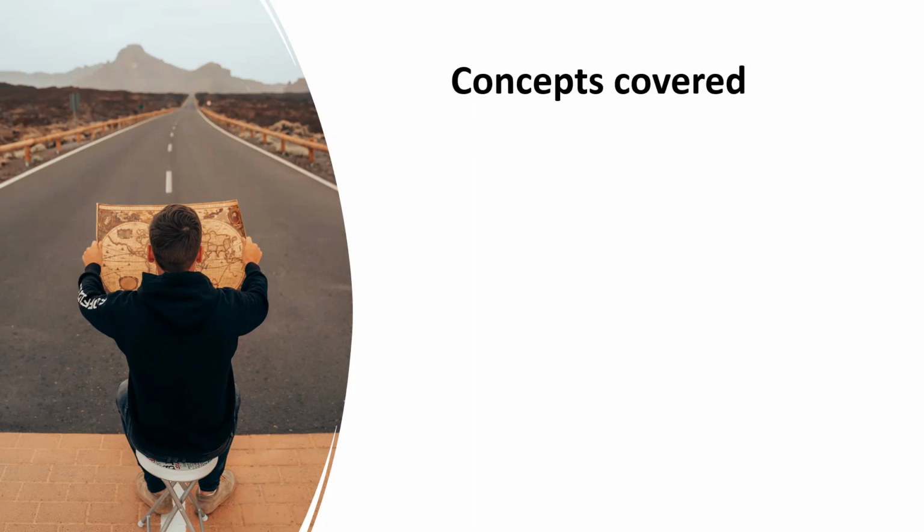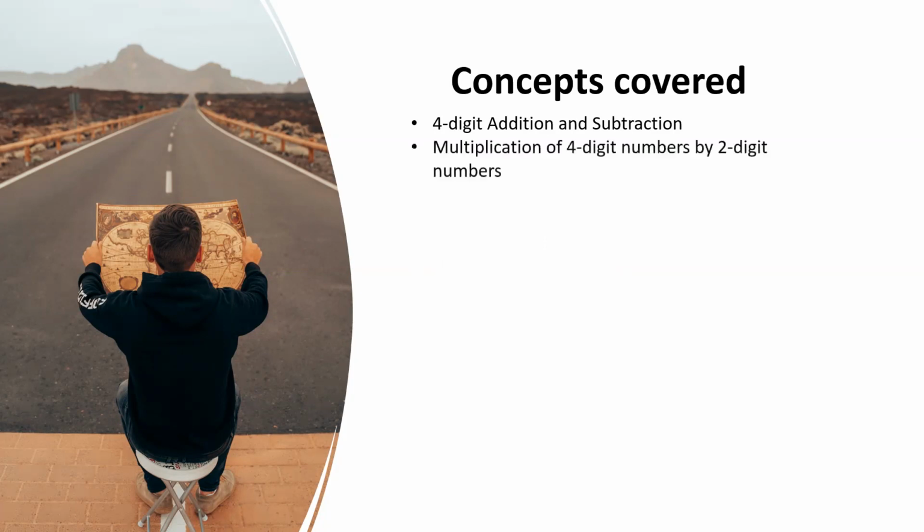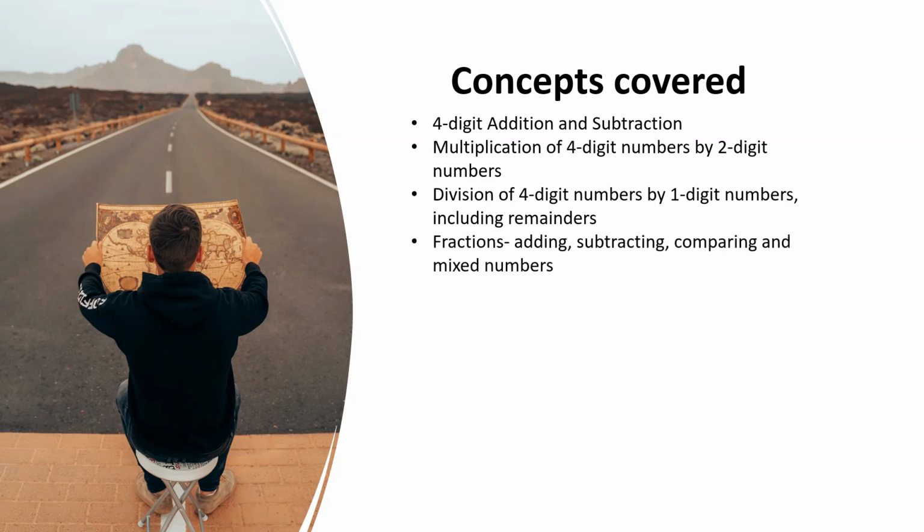Okay, what does this level cover? Well, in level E, 4th grade, you will cover these topics that I'm going to list and many more. This is just a high-flying overview of what is covered. So: 4-digit addition and subtraction, multiplication of 4-digit numbers by 2-digit numbers, also 1-digit, obviously, but we work our way up to 2. Division of 4-digit numbers by 1-digit numbers, including remainders.